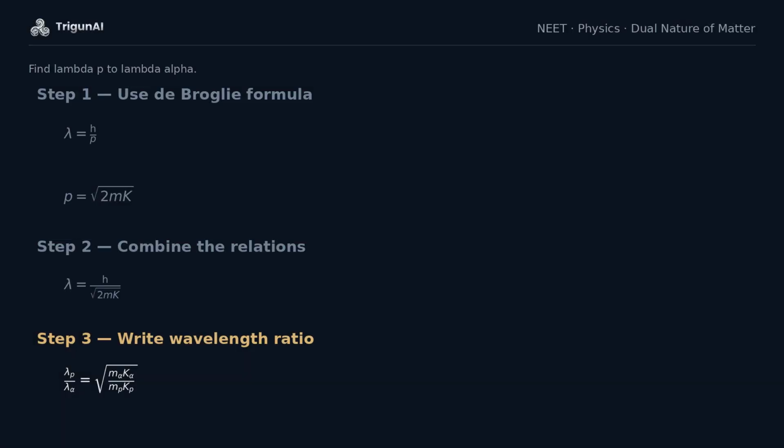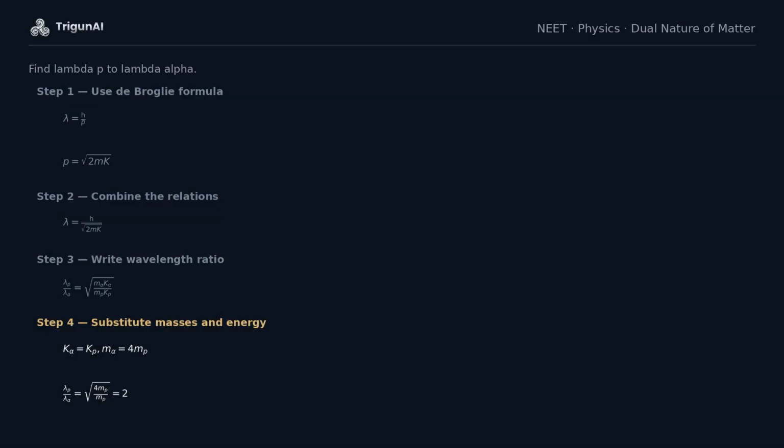Now take the ratio of proton wavelength to alpha particle wavelength. The constants cancel out. Both kinetic energies are equal, and an alpha particle has 4 times the mass of a proton.